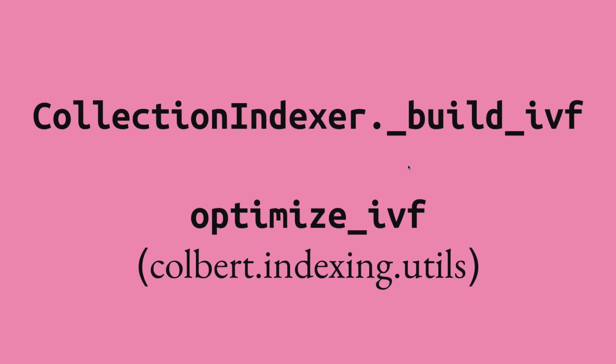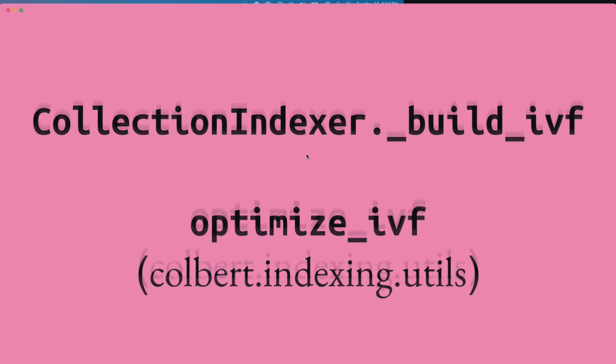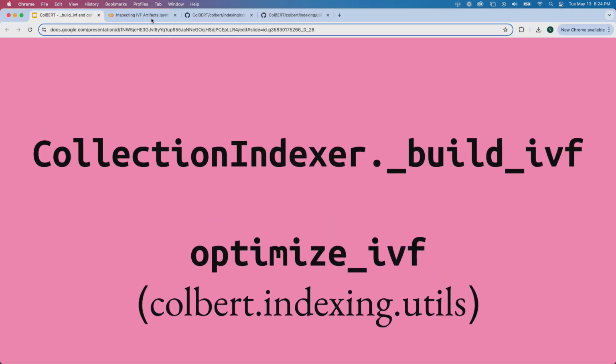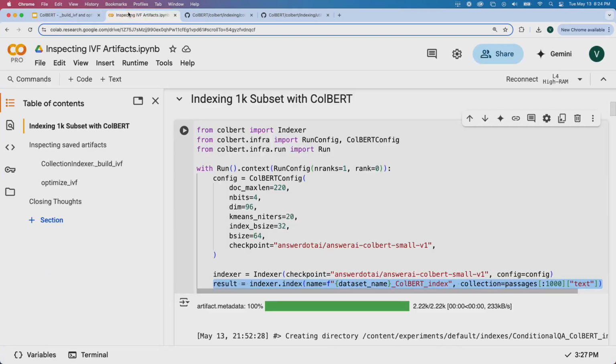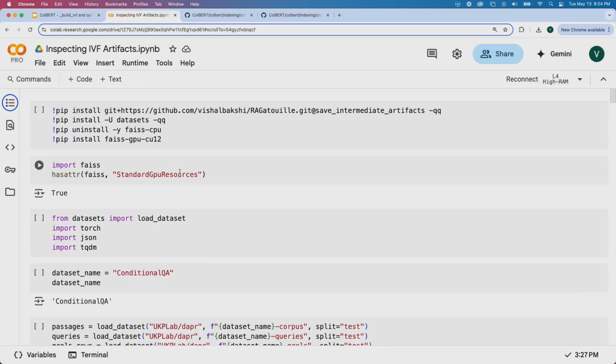So the two methods that I'm really focused on in this video are _build_IVF, which is part of the collection indexer class, and then optimize_IVF, which is in colbert.indexing.utils, so it's a utility function. All right, so with that background, setting our stage, I'm now going to go to this notebook.